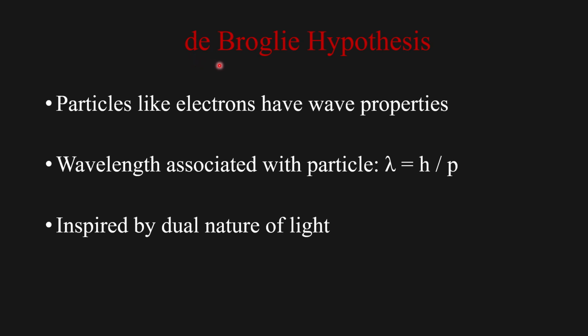The de Broglie hypothesis plays an important role in quantum mechanics. According to him, a particle like an electron has wave properties. That is very important. And the wavelength associated with the particle is lambda equals h over p, where h is the Planck constant and p is the momentum. Inspired by the dual nature, he proposed this hypothesis.